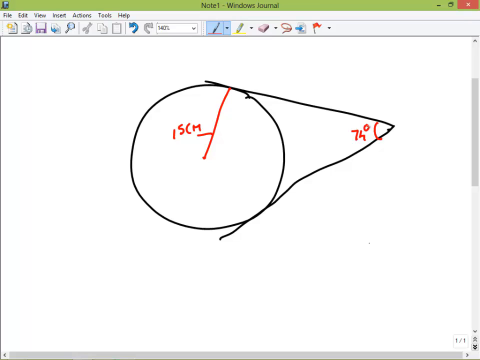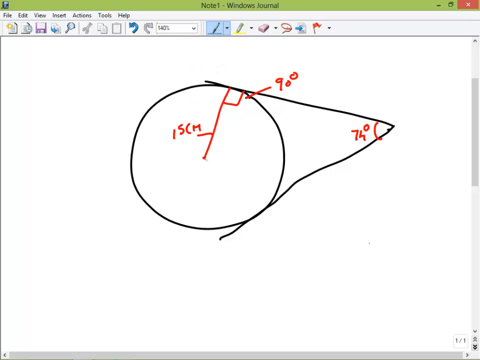Now, what is the relationship between a radius and a tangent? The angle made by the radius at the contact point of the tangent is 90 degrees. Now, we need to find the triangle formed by the tangents and the chord. One angle is given, 74 degrees, and we already identified that the angle is 90 degrees, because the angle between tangent and radius is 90 degrees.